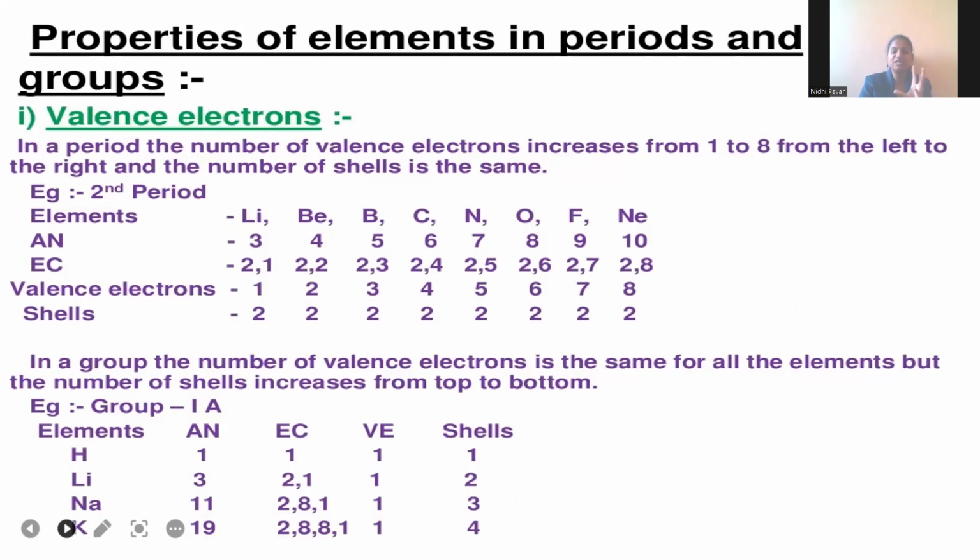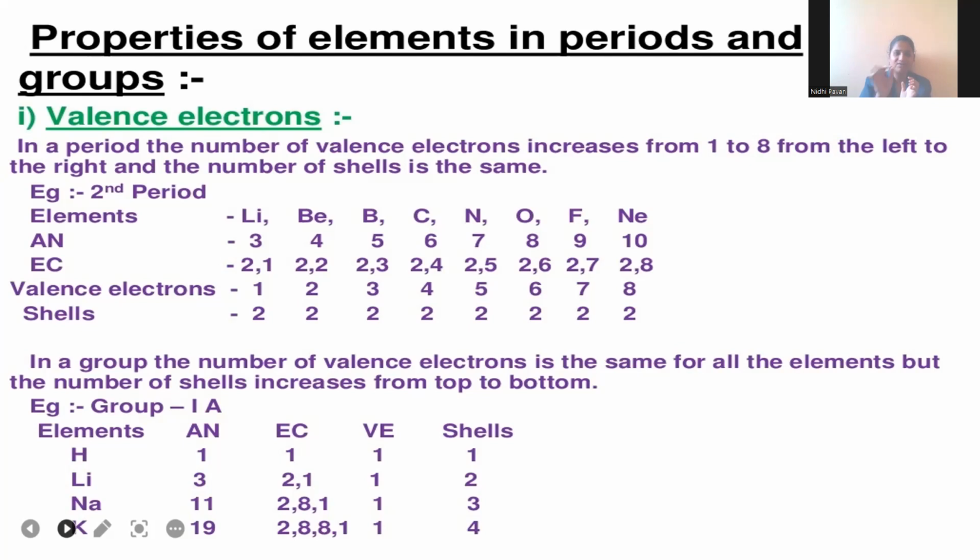So what are the properties of elements? The first one is valence electron. What do you mean by valence electron? The number of electrons present in the valence shell, the last shell of an atom, is called valence electrons, right? In a period, the number of valence electrons increases from 1 to 8 from left to right. As you see, this is one period, right?